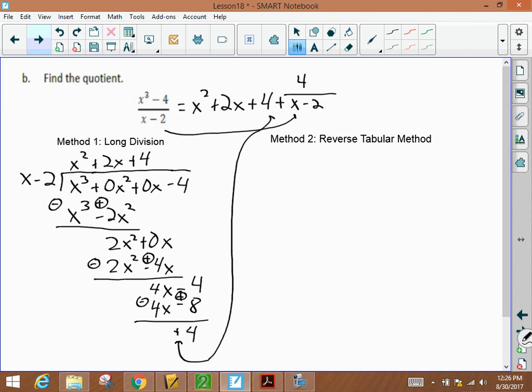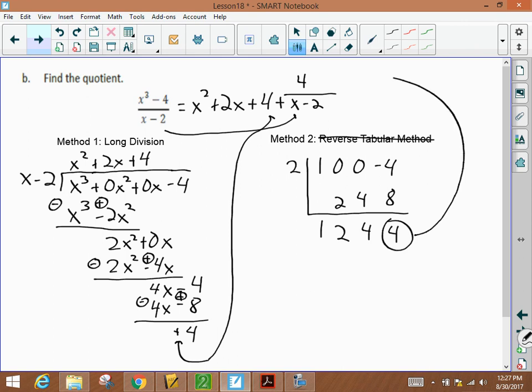Reverse tabular method? No, thank you. Synthetic division, please. All right, so I've got my 1x cubed, a 0x squared, a 0x, and a negative 4, the x to the 0 power. Drop it down. 2 times 1 is 2. 0 plus 2 is 2. 2 times 2 is 4. 0 plus 4 is 4. 2 times 4 is 8. Negative 4 plus 8 is 4. That is my remainder. And you remember, that goes right there. Fantastic. Let's keep going.